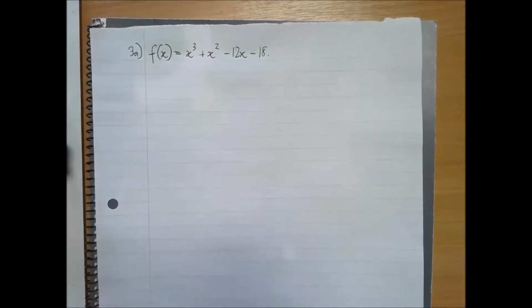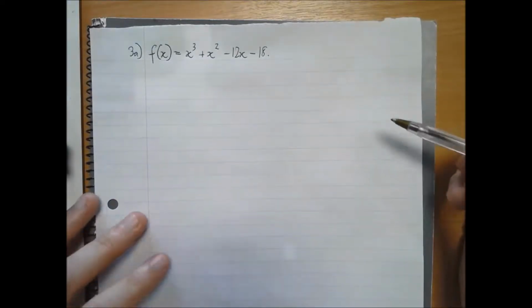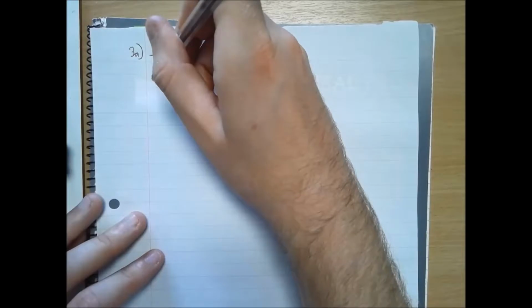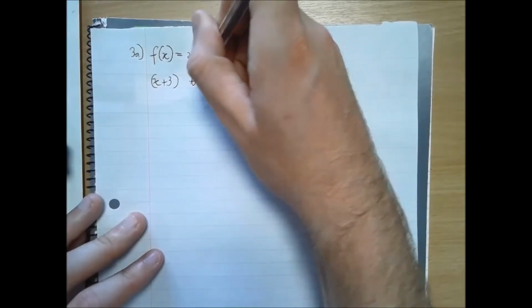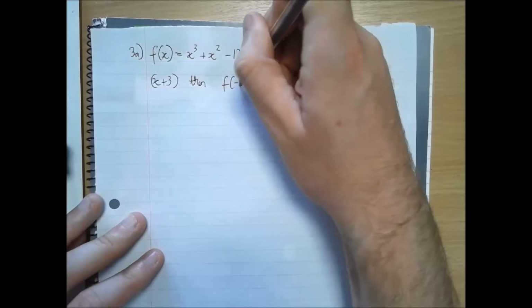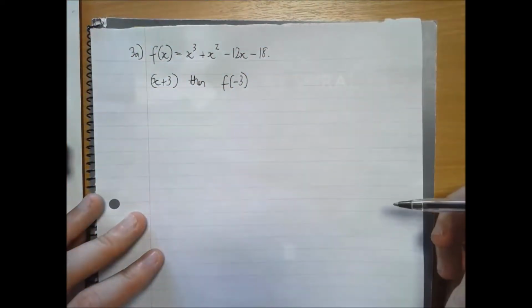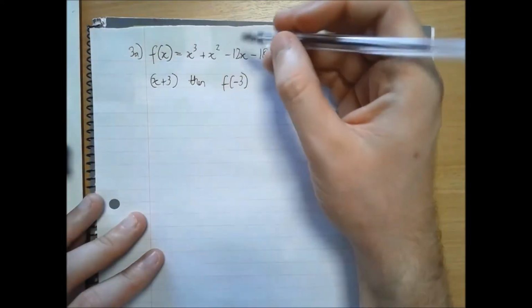It's homework 8, question 3a. We've got f of x equals x cubed plus x squared minus 12x minus 18. And we're going to use the factor theorem to show that x plus 3 is a factor of f of x. So again, if you have x plus 3, then you'd input f of minus 3. Okay, so we're going to put minus 3 into this, and if it's a factor, it's going to equal 0.